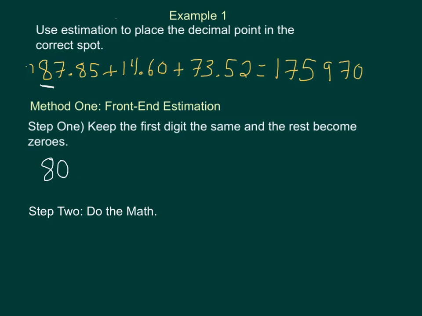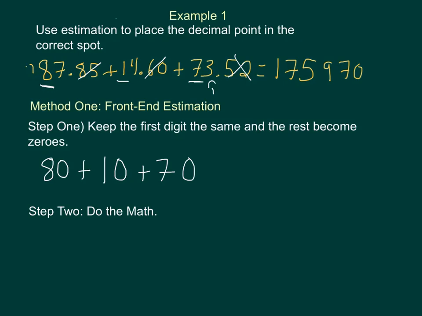So it becomes 80. Plus, when we look at the next one, the first digit is 1, so it stays the same, and then the rest becomes zeros, so there's just one number after, so it becomes 10. We're going to ignore these. The next one we have is 73, so it's 7. We keep it the same, and then the next one becomes 0, and we can ignore those because they're on the other side. Now, step 2 says do the math.